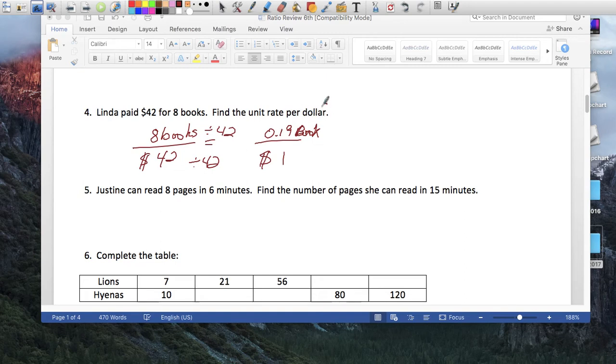But I actually meant unit rate per book. So the unit rate per book, money on top, $42, like I always told you, 8 books on the bottom. So I want to know how much one book costs.